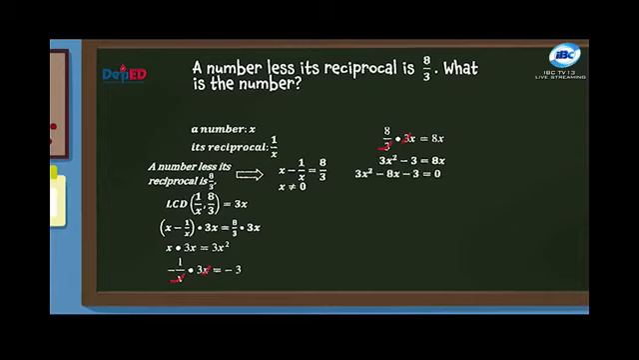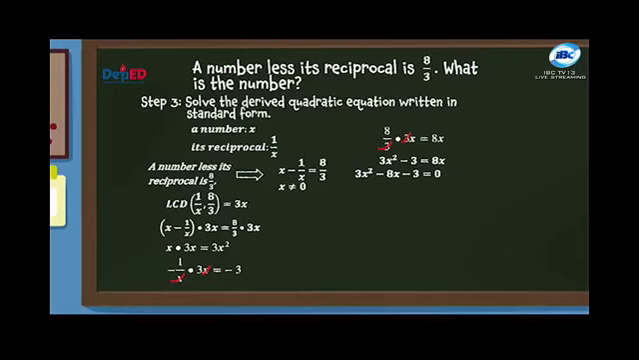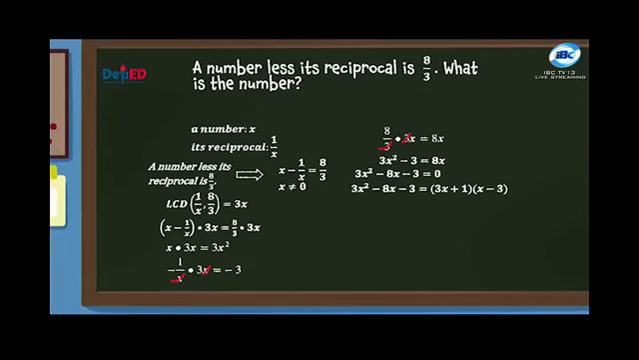And its standard form is 3x squared minus 8x minus 3 equals 0. Step 3. Solve the derived quadratic equation written in standard form. The equation 3x squared minus 8x minus 3 equals 0 can also be solved by factoring.